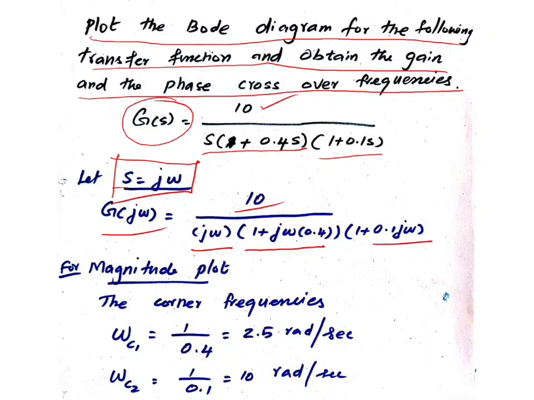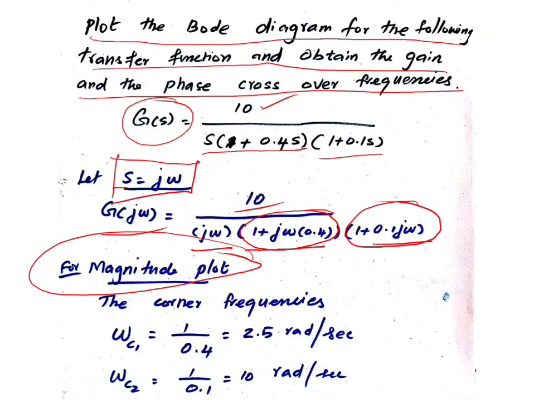Next, we have to find the corner frequencies in order to plot the magnitude as well as the phase graph. We have two corner frequencies. One is related to 1 + 0.4jω, and another one is related to 1 + 0.1jω. First we take the low frequency and then the high frequency.